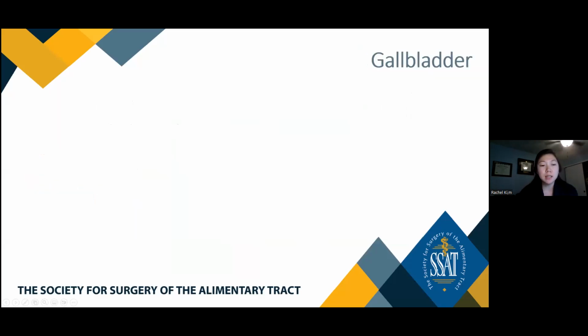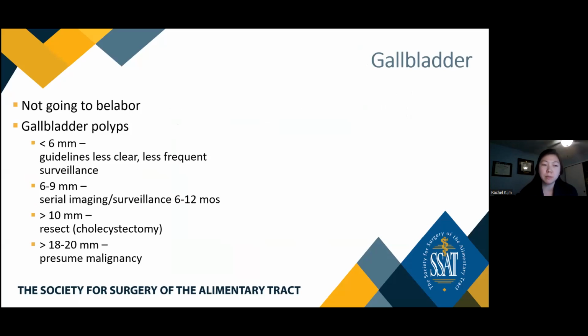And then for biliary disease, I'm not going to belabor benign biliary disease. I think we all know how to manage gallstones, or hopefully we all know how to manage gallstones. I think the key in addition to that is gallbladder polyps. You find them fairly frequently incidentally. If they're small, less than 6 millimeters, you don't usually need to survey them, but at least frequently, maybe every couple of years. But when you get over 6 millimeters, then imaging is indicated.